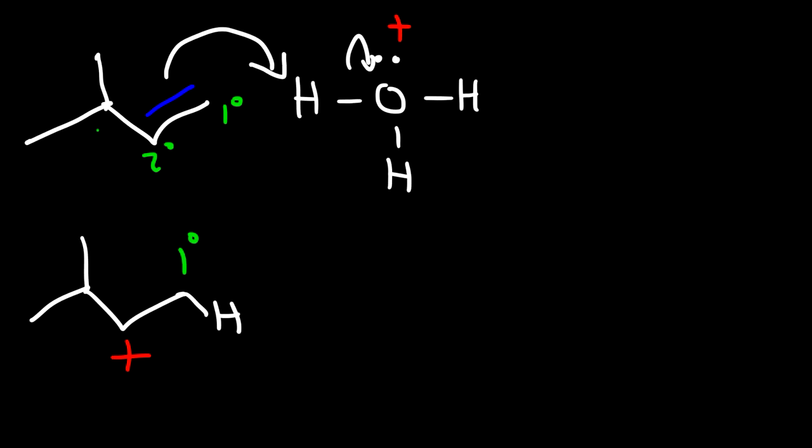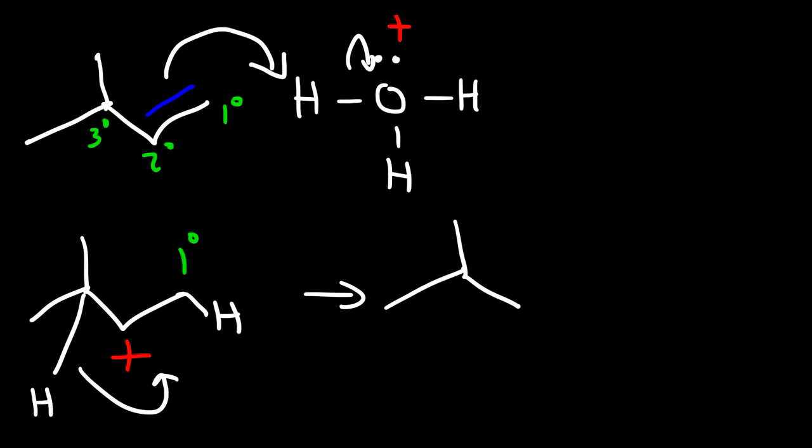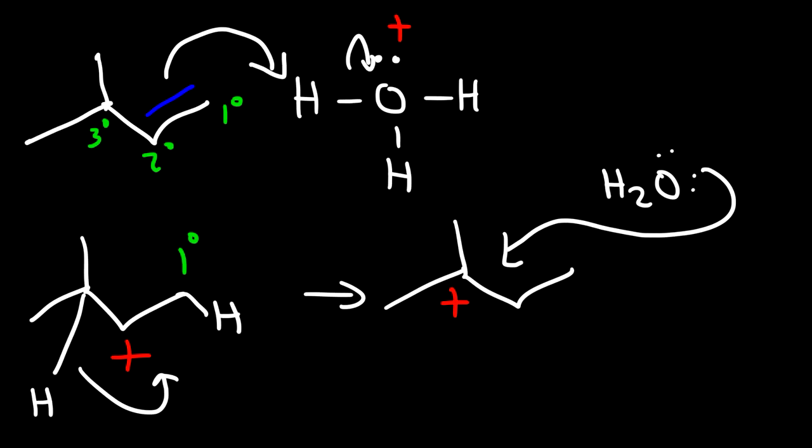Now notice that we have a tertiary carbon next to the alkene. When you see that, a carbocation rearrangement will occur. In this case, a hydride shift. And the reason why this happens is to produce a more stable carbocation. So now that we have a more stable tertiary carbocation, water is going to combine with it.